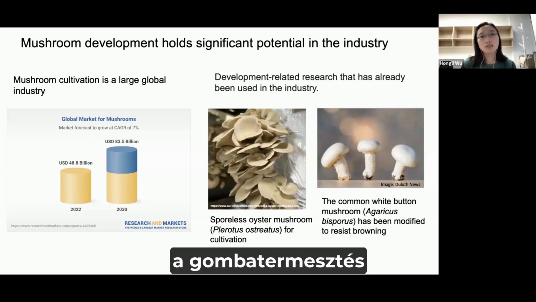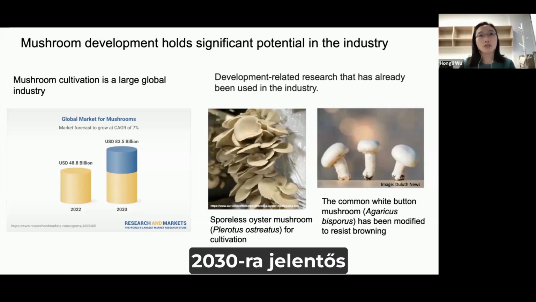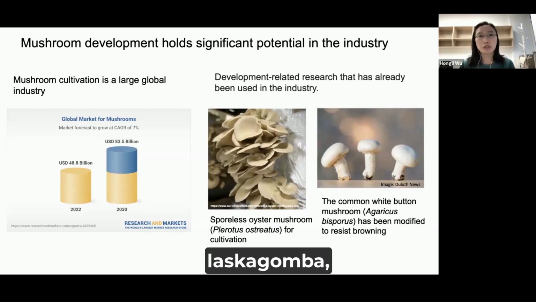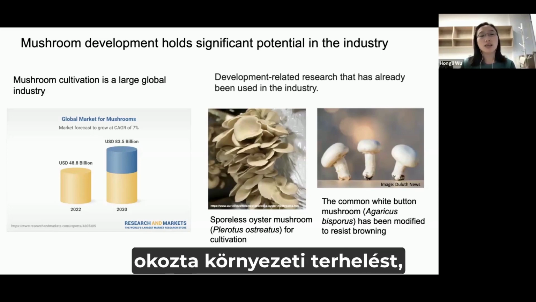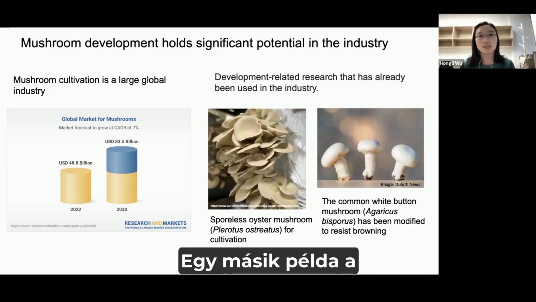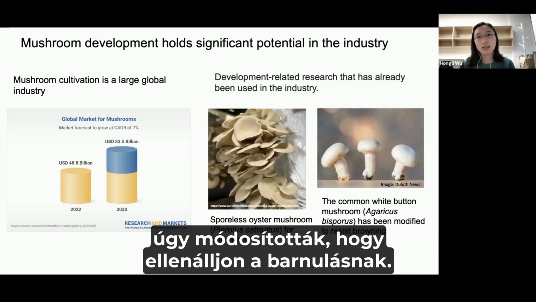For example, mushroom cultivation is a large global industry. It can reach an even bigger market by 2030. And we have already had good examples of applying development-related research to industry. One is the sporeless oyster mushroom, which can significantly decrease the environmental impact of spores and also reduce the respiratory issues of workers. Another example is the common white button mushroom, which we like to eat, which has been modified to resist browning.